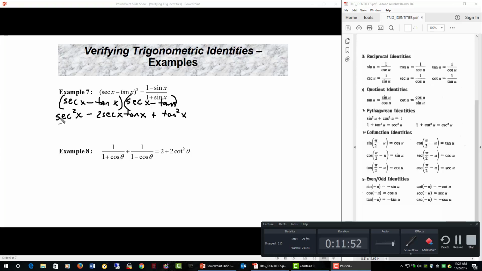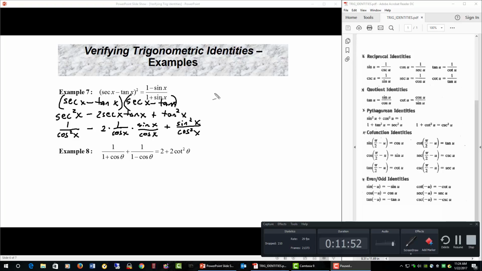So again, I'm going to go ahead and break this into sines and cosines. So using my reciprocal identity, secant squared x is 1 over cosine squared x, minus 2 times the secant, which is 1 over cosine x, times tangent, which is sine x over cosine x, plus tangent squared x, which will equal, by the quotient identity, sine squared x over cosine squared x.